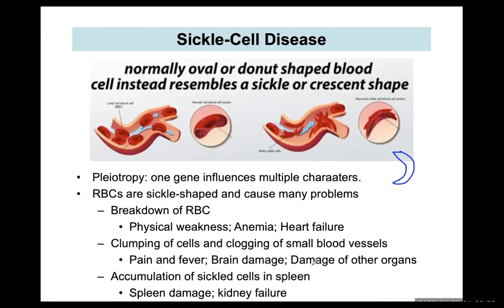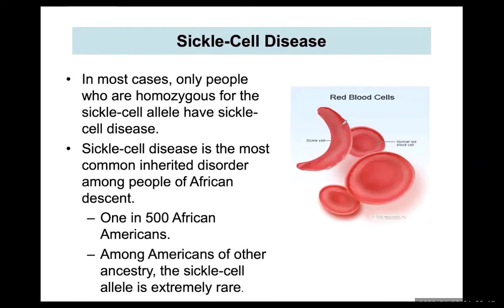Blood transfusion and drug treatment can attenuate these kinds of symptoms, but still they cannot perfectly cure. Sickle cell anemia kills about 10,000 people per year. So this looks like a sickle cell. This is a normal red blood cell. In most cases, only people who are homozygous for the sickle cell allele have sickle cell disease. If you are heterozygous, you will not have such a disease. Sickle cell disease is the most common inherited disorder among people of African descent. So one in 500 African Americans has this sickle cell disease.